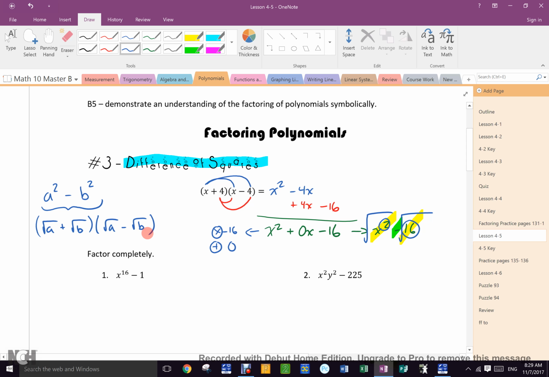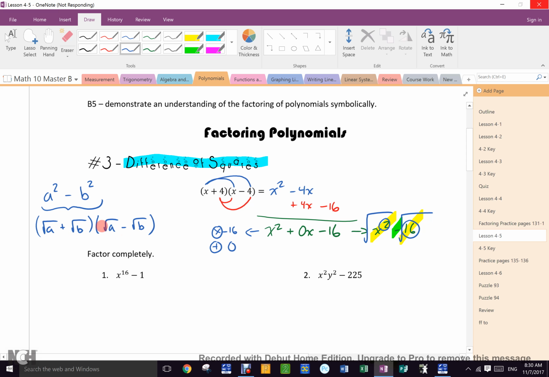And please notice that is exactly what happened here. What is the square root of x squared? X, because x times x is x squared. What is the square root of 16? 4. So I did the square root of the first number, square root of a squared, which is a, square root of b squared. Since it was a 16, I put 4 there, right? Then I did the same thing with the minus sign.